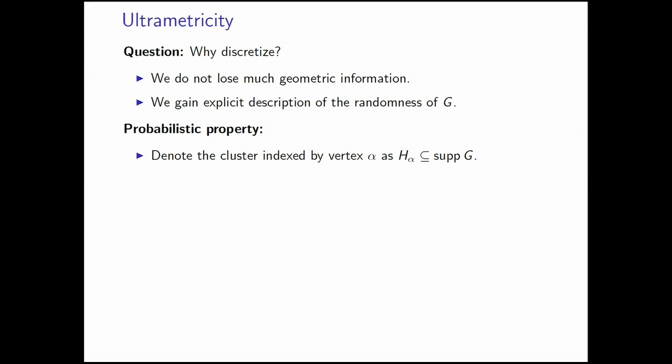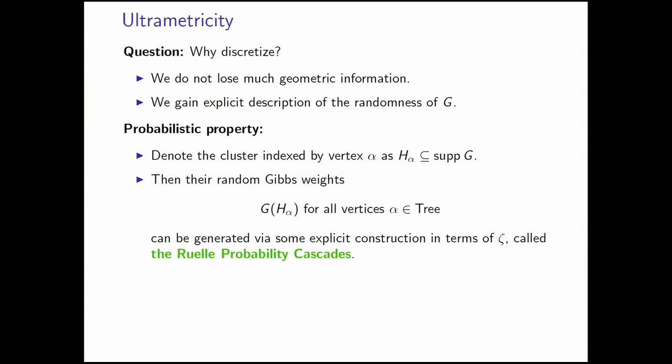And so there will be a probabilistic property which will say something like this: if you denote the cluster indexed by any vertex alpha in your tree by H alpha, so H alpha is a subset of your Hilbert space, or a subset of the support, you want to know what their Gibbs weights are. And if you look at the Gibbs weights of all these clusters, there is a very explicit procedure, which I will show in the second talk, which tells you exactly how you can generate all these weights of clusters by what are called Ruelle probability cascades. This is also something that the physicists discovered. They discovered all these statistical properties, but Ruelle was the one who realized that there is this very explicit, simple construction behind what they are writing. That's why it's called Ruelle.